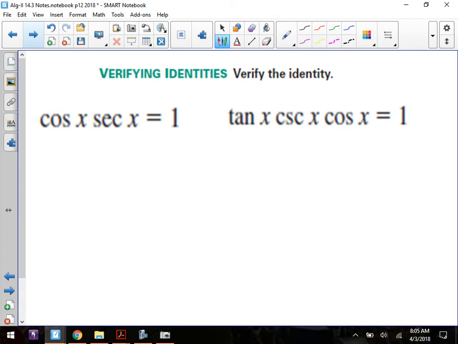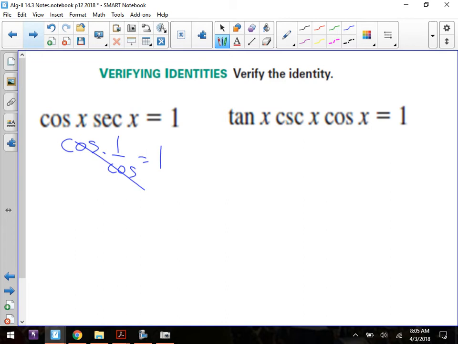So if I have cosine times secant, how do I show that that's going to equal 1? Well, isn't secant the reciprocal of cosine? So doesn't that just equal, well, cosine over cosine, which is 1, and thus is verified.